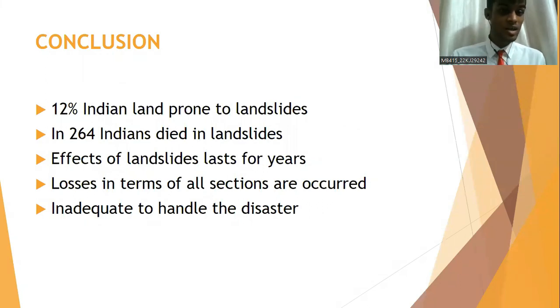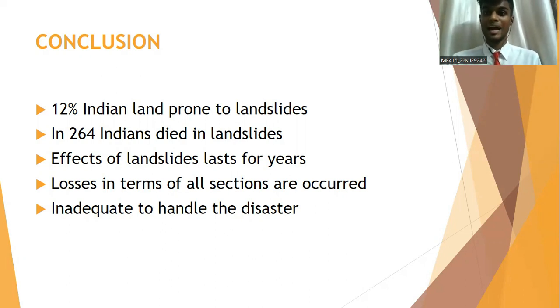So losses in terms of all sections occur, as Teja mentioned, like losses to the economy, to the environment, and all sorts of things. When a landslide occurs, there is a mass loss in terms of property, and people lose their lives. So coming to a conclusion, the government of India is actually very inadequate to handle the disaster. So they need to take many preventing measures, in collaboration with private institutions. They can also lend a hand so that a higher amount of preventing measures are taken, and they can have planning commissions set up to prevent all these issues.